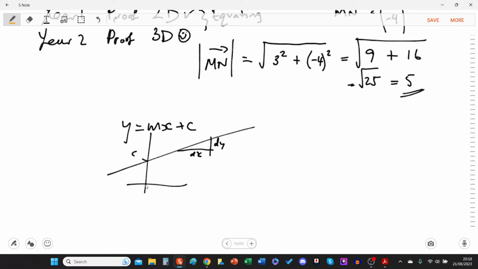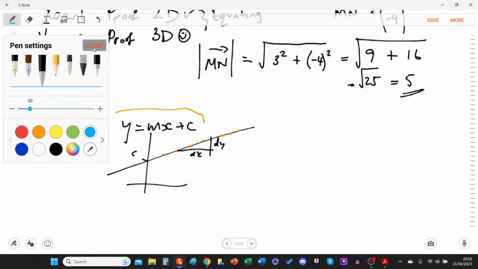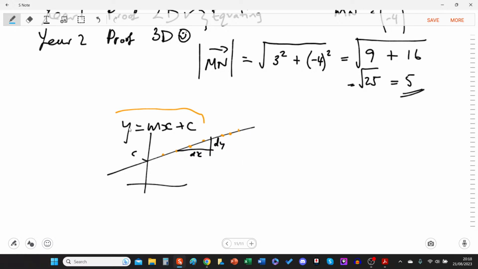Essentially, y = mx + c describes every point on this line, with the relationship which is set out in the equation here. And that's what we need to set out to do with vectors. We need to be able to get to any point on a straight line using vectors.